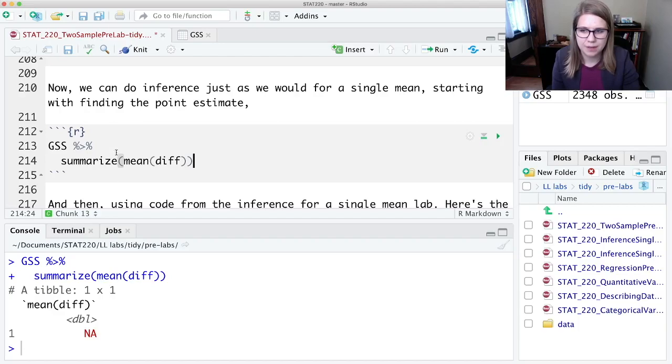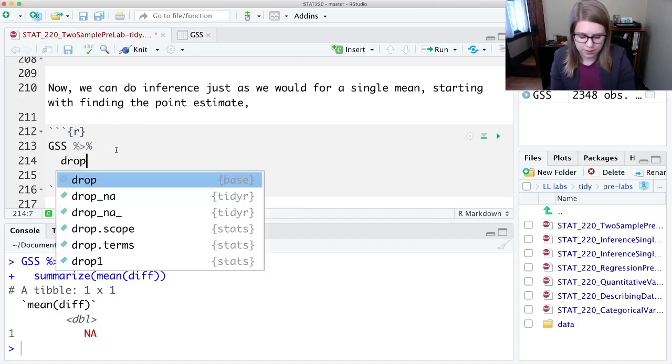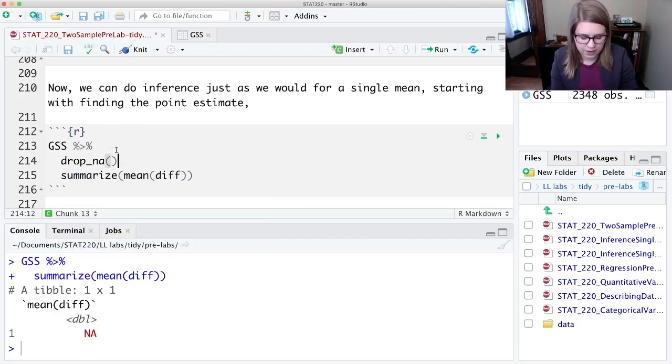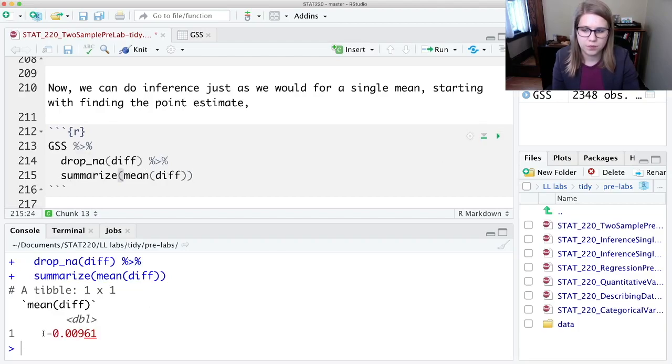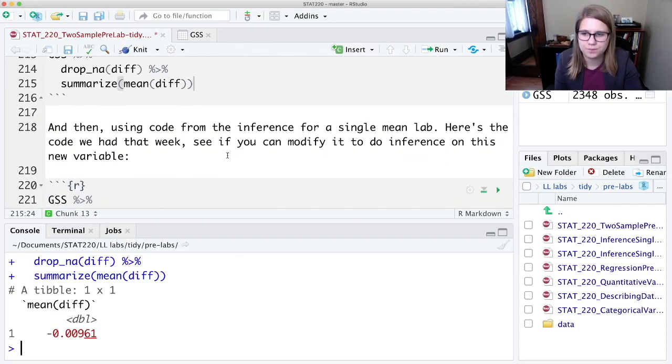Oh, it says NA. So I need to stick a drop NA into my pipeline. I'm going to drop NA on the differences, and then I need another pipe at the end of this. So it's GSS, then drop NA of diff, then summarize the mean of the diff. Okay, and the mean of those differences is negative 0.00961. So that's pretty small. My guess is that's not going to be significant, but let's do the inference to find out.